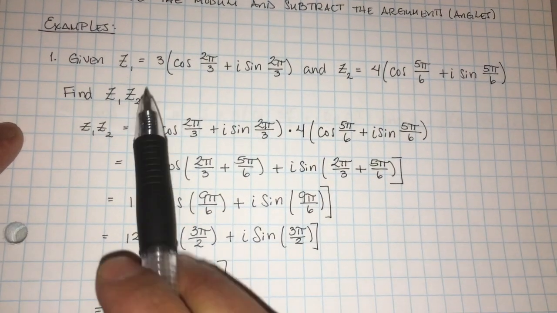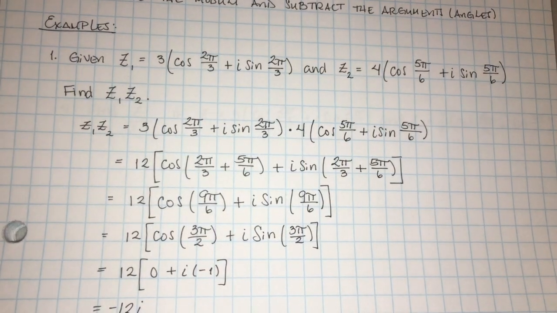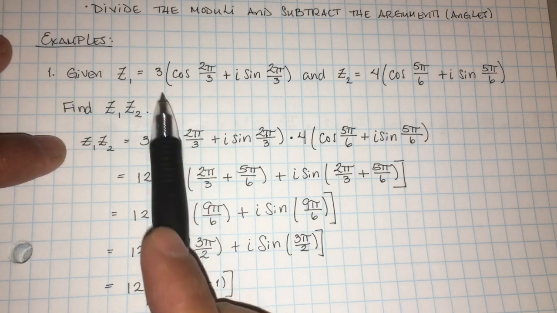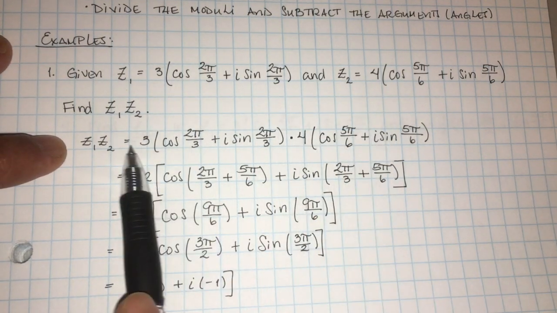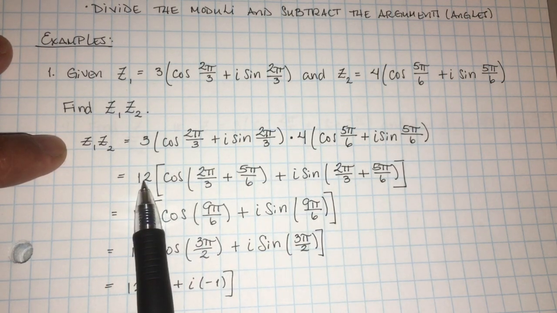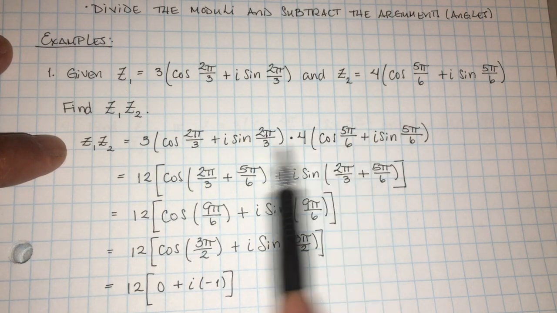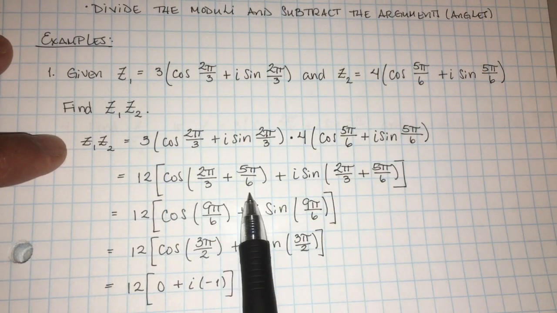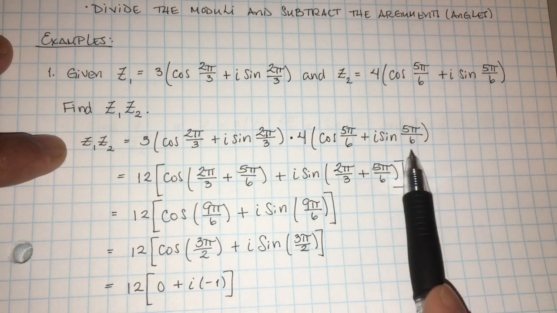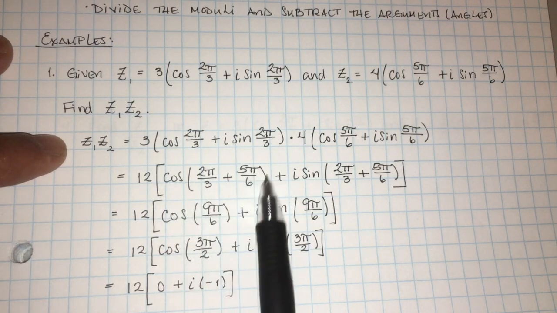So let's do one example real quick. We have this complex number and this other complex number, and it tells me to find the product. So what I'm going to do is 3 times 4, which is 12. Then the cosine angle of this one goes with the cosine angle of this one, so I add them: 2 pi over 3 plus 5 pi over 6. And the same thing with the sine: 2 pi over 3 plus 5 pi over 6. They go together.